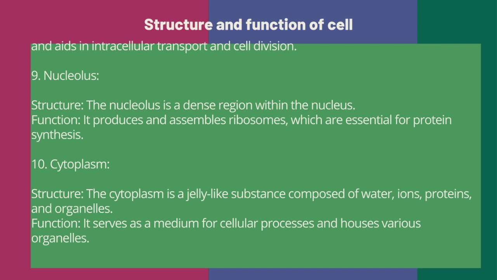Ninth is nucleolus. Structure of nucleolus. The nucleolus is a dense region within the nucleus. Function of nucleolus. It produces and assembles ribosomes, which are essential for protein synthesis. 10th is cytoplasm. Structure of cytoplasm. The cytoplasm is a jelly-like substance composed of water, ions, proteins, and organelles. Function of cytoplasm. It serves as a medium for cellular processes and houses various organelles.